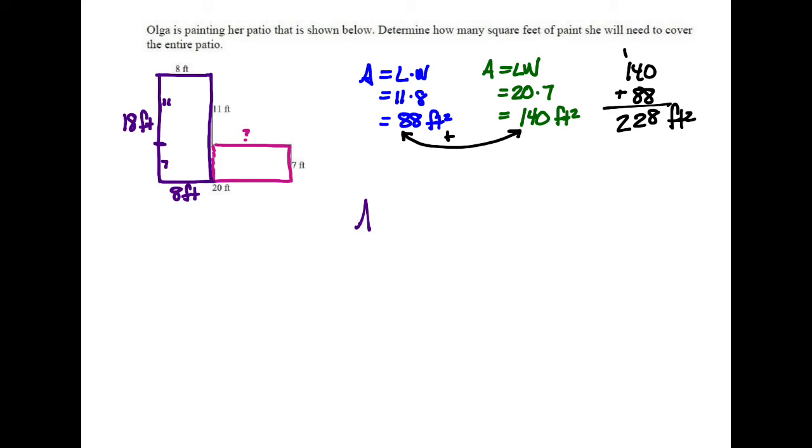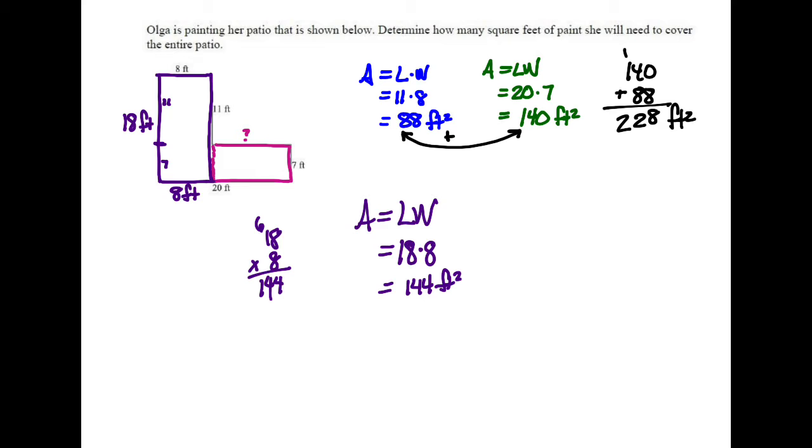Okay, so area is length times width of the purple one is going to be 18 times 8. And that's not one I can do in my head, so let's do it off to the side. We get 64 carry 6. 8 times 1 is 8, plus 6 is 14. So 144 square feet.